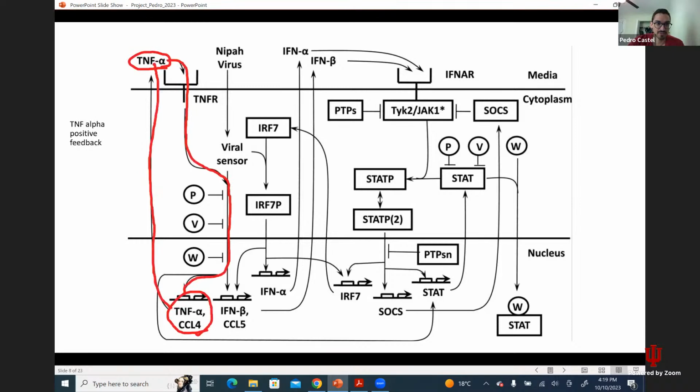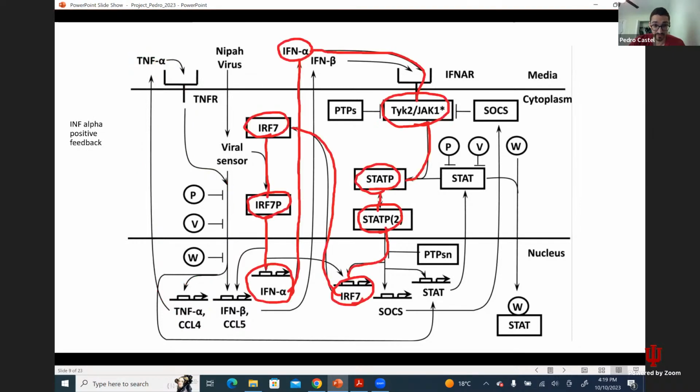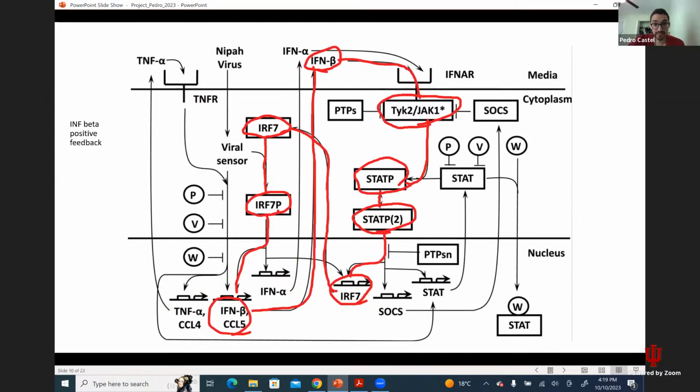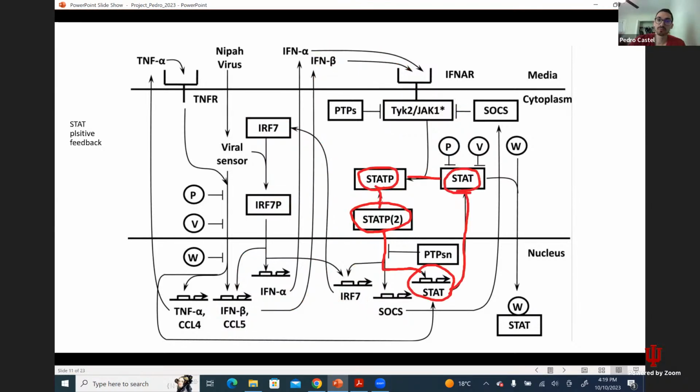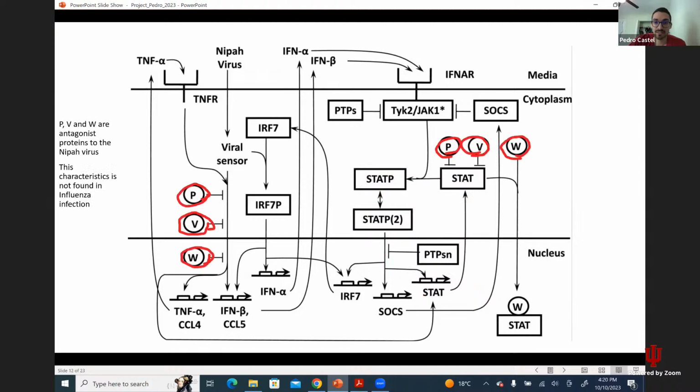So there is a positive loop on TNF alpha, a positive loop on interferon, both interferons alpha and beta, and also a positive feedback loop on STAT, which is something I didn't know about until I started studying. These are the antagonist proteins that negatively impact the innate immune response. This is what is interesting about Nipah virus.